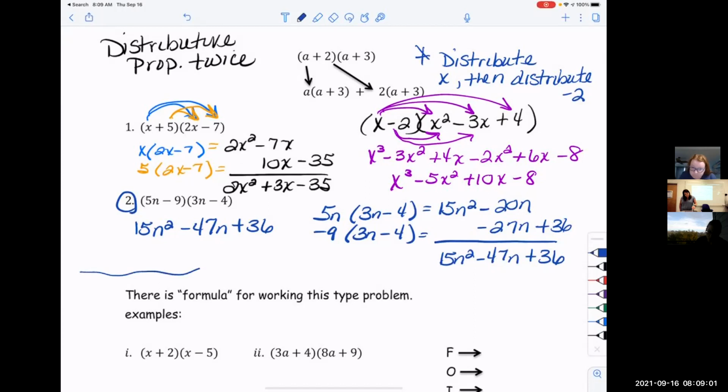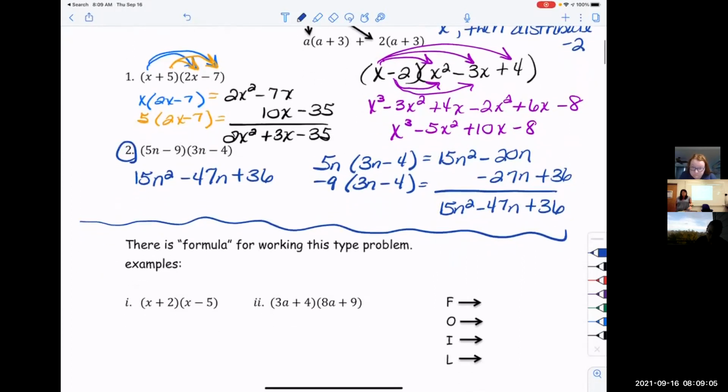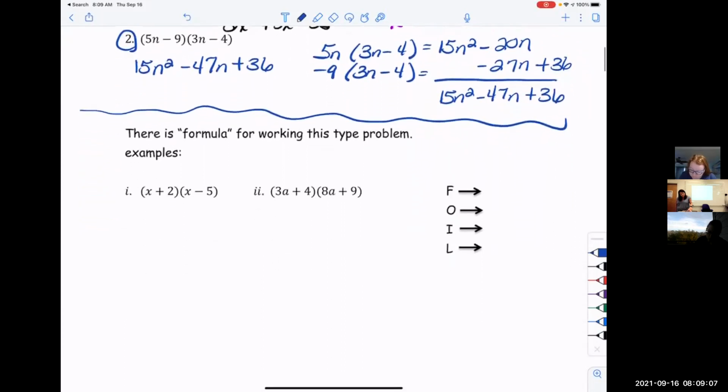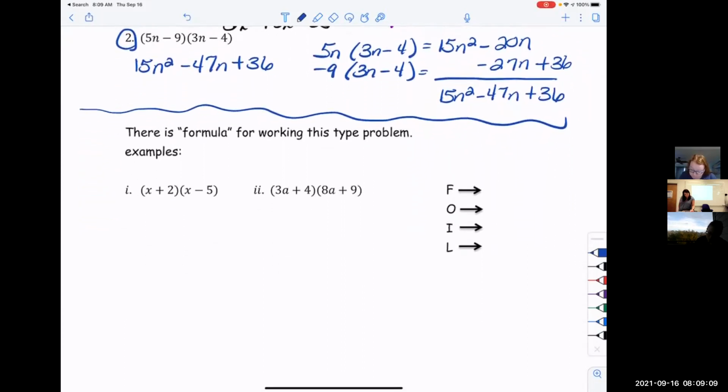Here's the other choice if you've just got two terms and two terms, and that is FOIL. All right, right here, FOIL. And FOIL just tells you the order in which to multiply them, so you can do them in your head. You can do the same thing with distributive property and multiply those in your head. I'm not saying you have to write it on paper or not write it on paper. This just tells you the order.